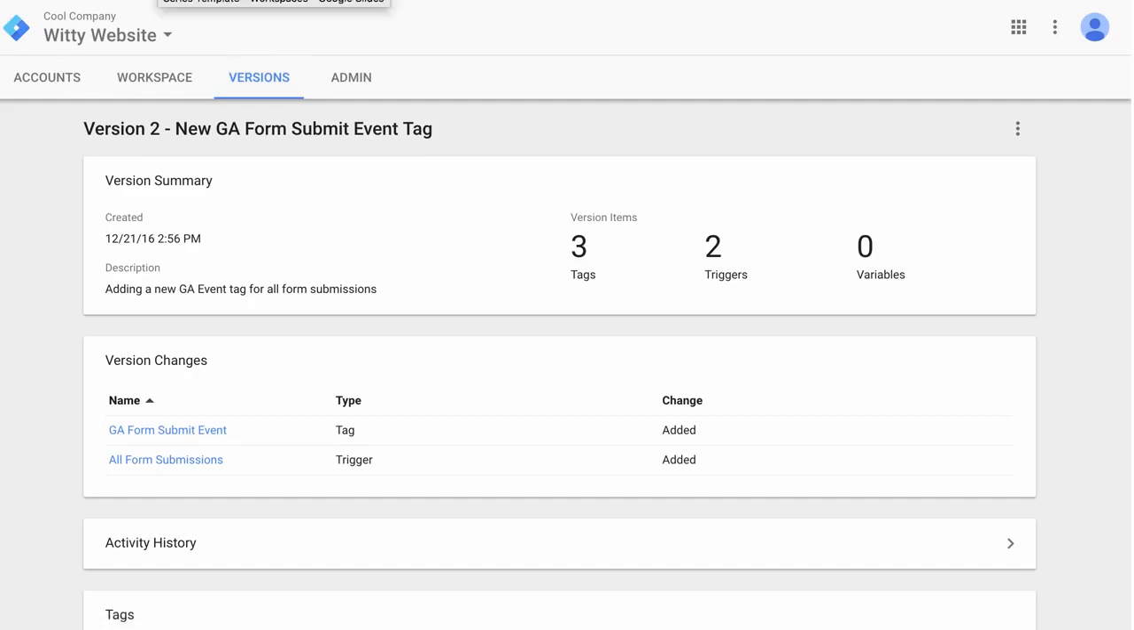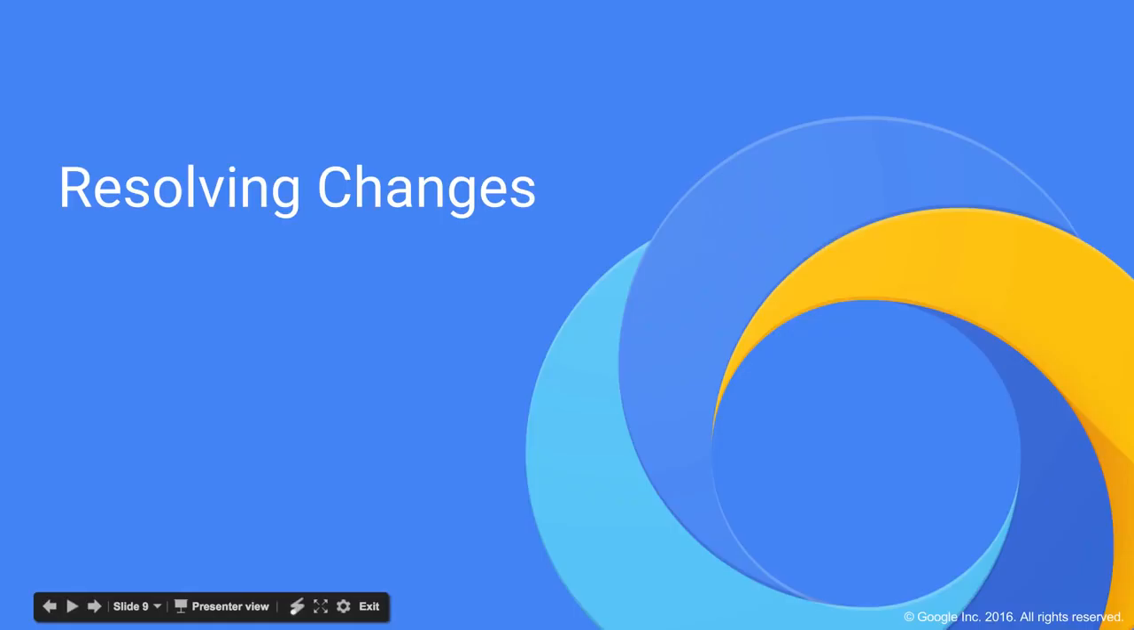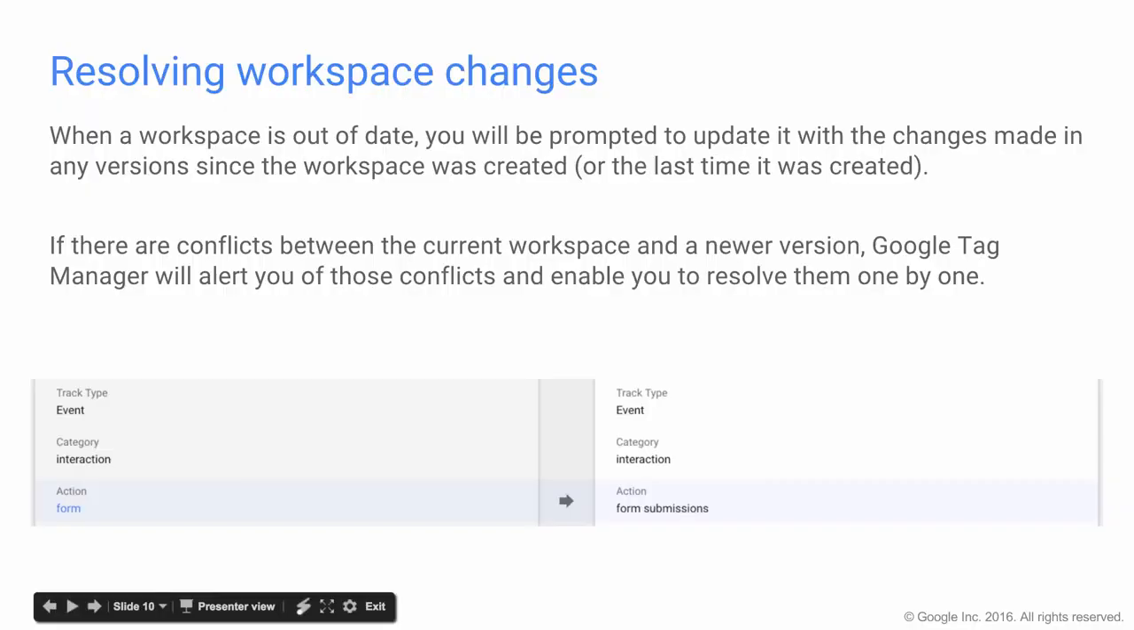We'll go back to the deck. When a workspace is out of date, you'll be prompted to update it with the changes made in any versions since the workspace was created or the last time it was updated. If there are any conflicts between the current workspace and a newer version, Google Tag Manager will alert you of these conflicts and enable you to resolve them one by one. Let's take a look at what this looks like in the Google Tag Manager interface.